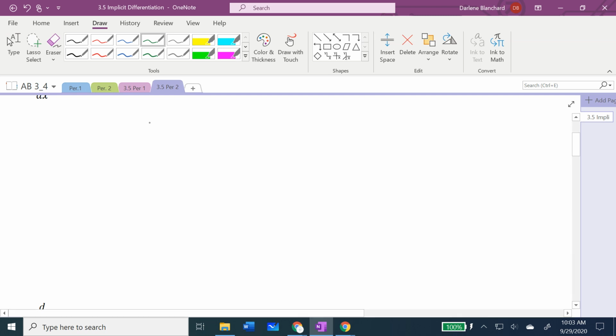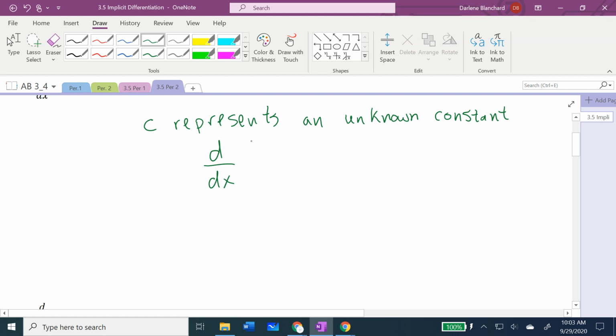So let's say C represents an unknown constant. Then if I tell you to take the derivative of that constant times x squared, you just use the constant multiple rule. And you go bring the constant down, multiply by the derivative of x squared, 2x, voila, done.